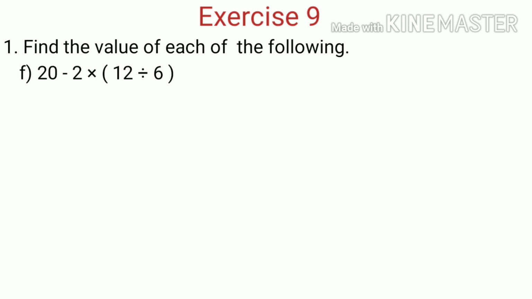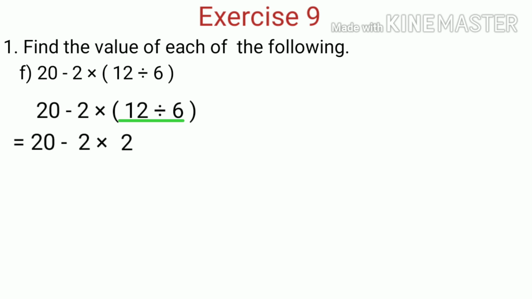Now let's solve number F. 20 minus 2 into open bracket 12 divided by 6 close bracket. This expression involves subtraction, multiplication and division. The operation division is inside the brackets. Since we have to first carry out the operation inside the brackets, so we will first divide 12 by 6. When we divide 12 by 6, we get 2. And the brackets get removed when we get the quotient of 12 divided by 6. So the expression becomes 20 minus 2 into 2.